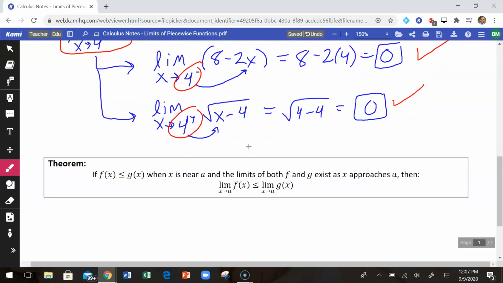The very last thing on here is just a theorem that says if we have two functions where one is always less than or equal to the other one, then the limit as x approaches that number of each one of those functions will fall in that same order. That the function that's always less than the other one, its limit will also be less than or equal to the limit as x approaches a of that second function. Okay, so just a small theorem there. That we'll look at some examples to make sense of that.